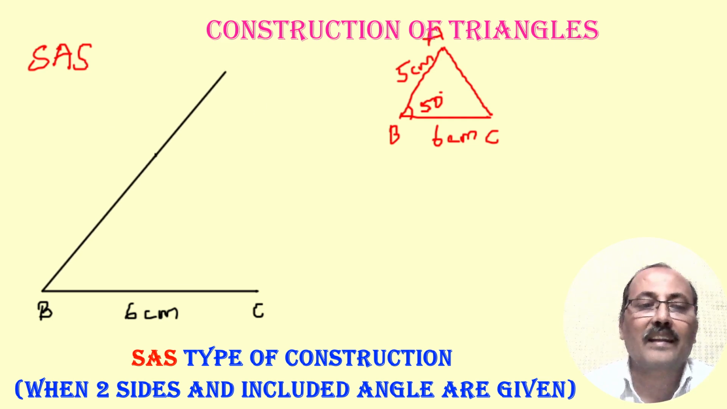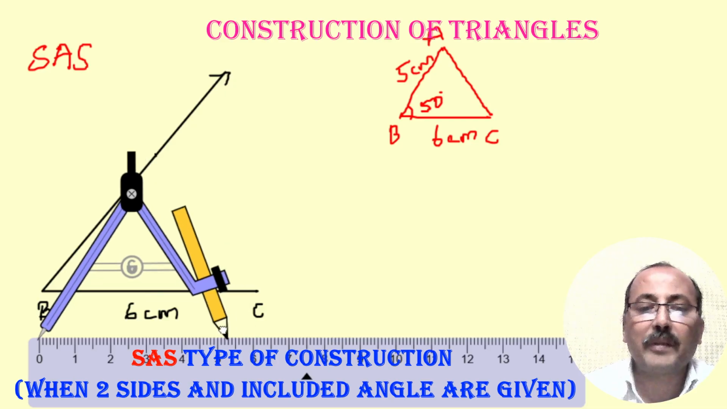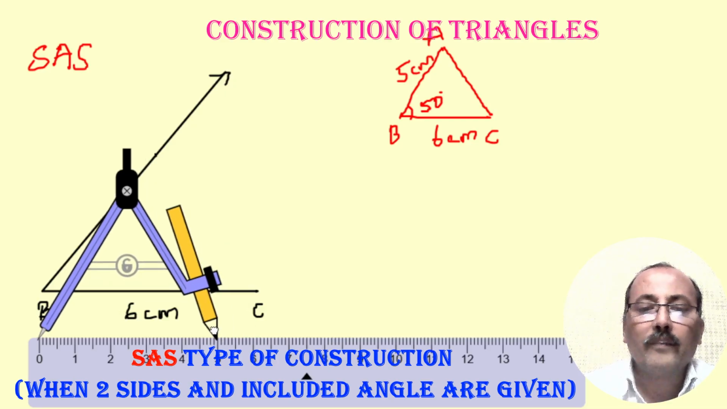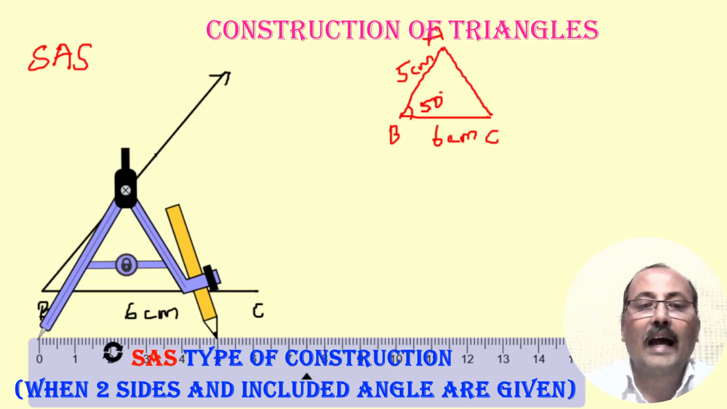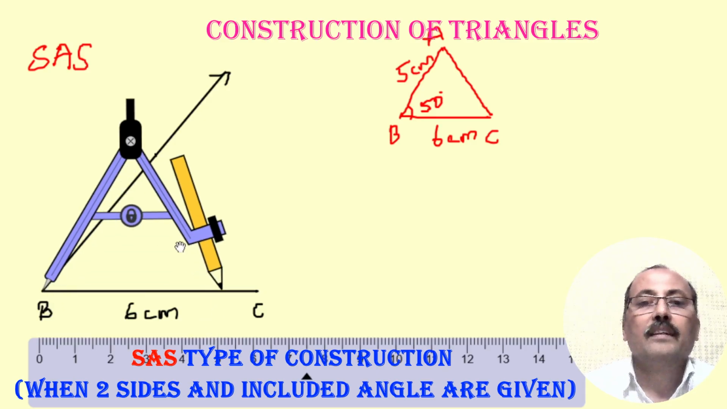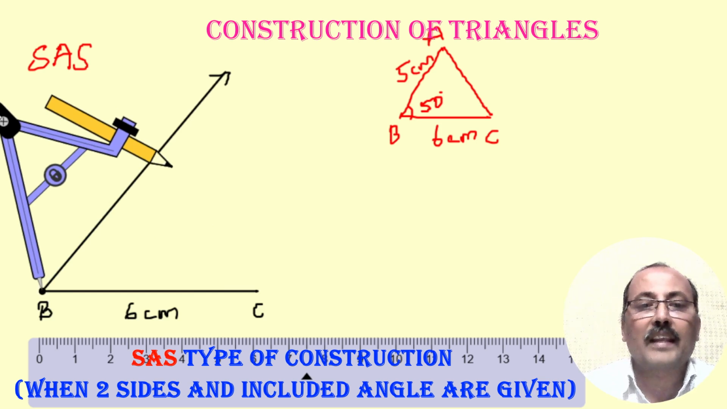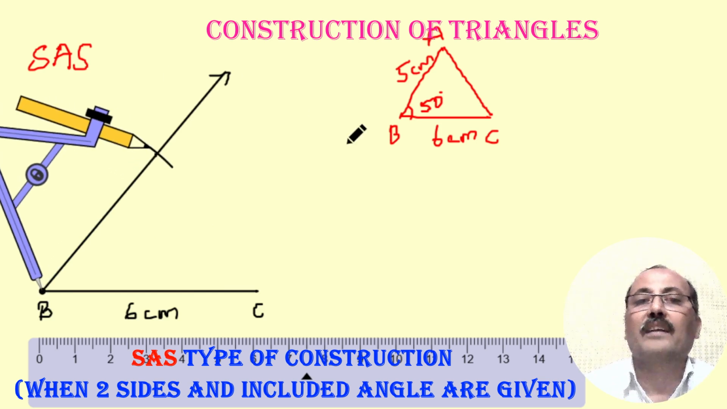Now draw a ray like this one. Okay. With B as center, we have to take an arc of 5 centimeter. That's why I have taken here, but it is 6 centimeter. I will reduce it to 5 centimeter. Okay. With the help of the ruler, you are taking the compass length as 5 centimeter. Now keep the compass at B. Okay. And cut that ray. You cut the ray itself. Nothing else you need. Cut the ray.